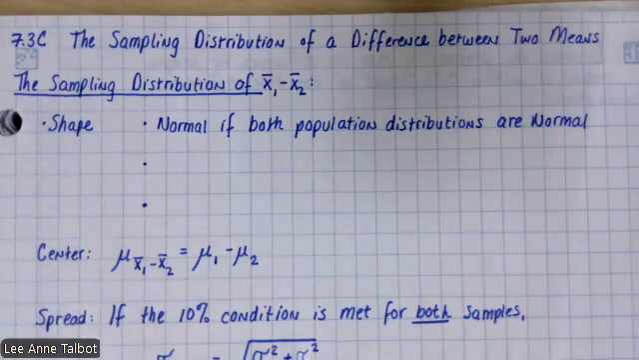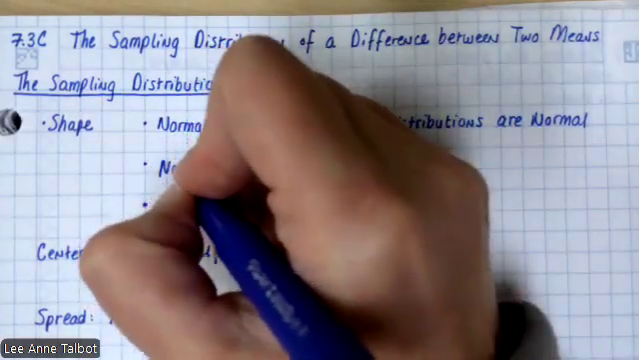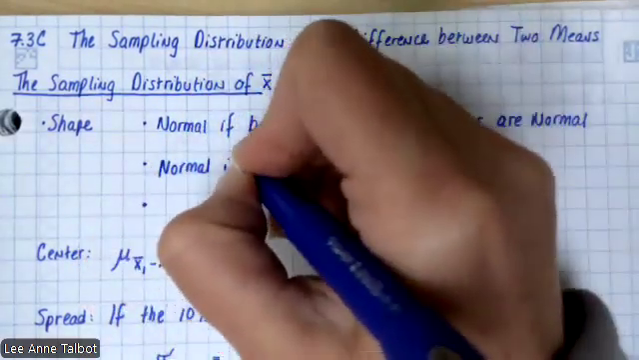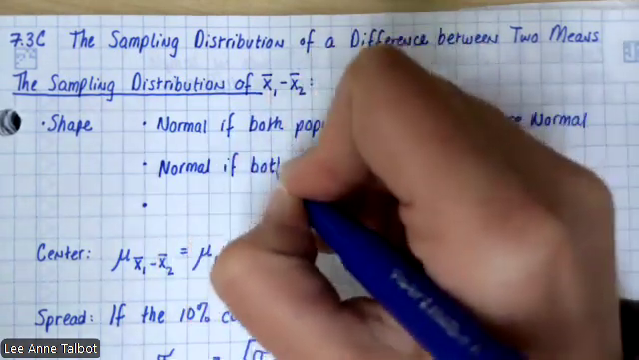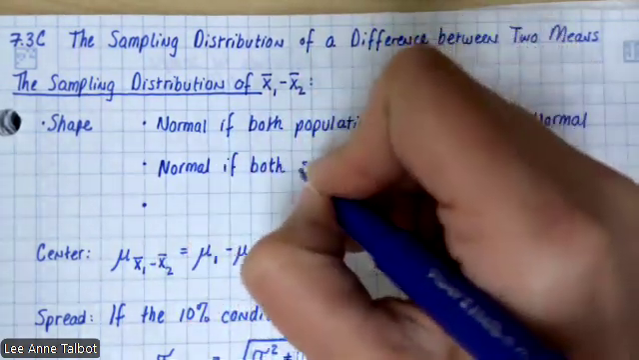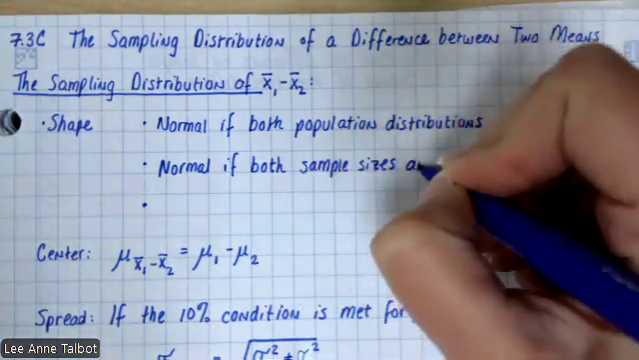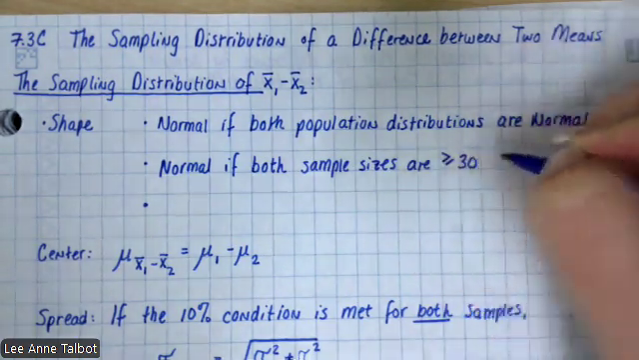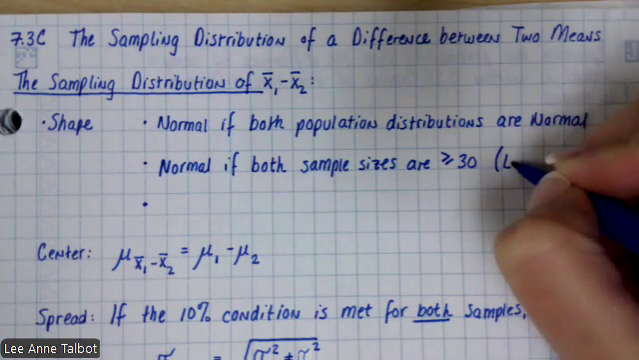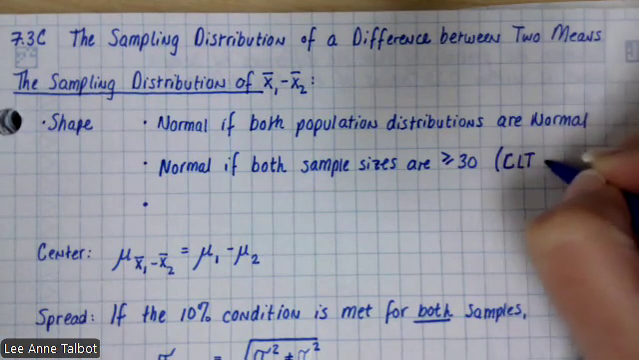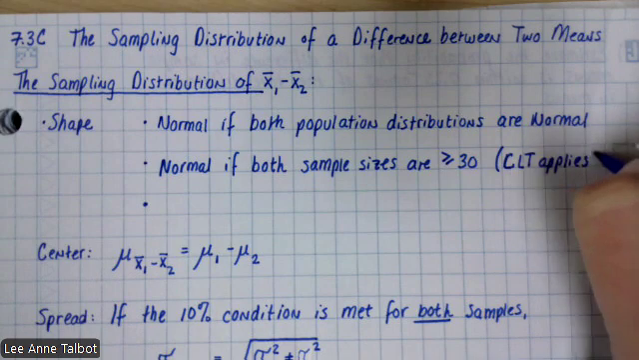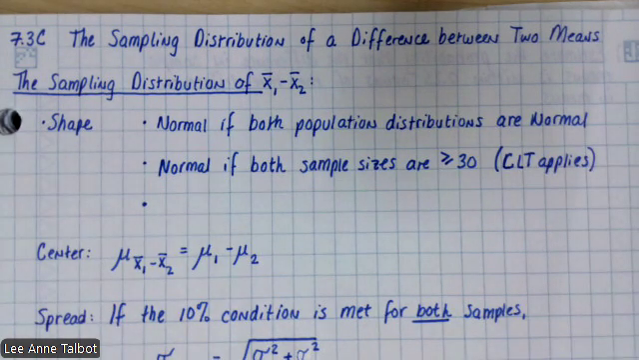Okay, would it make sense to you guys that if it says normal in the problem for both things, then it would be normal? Okay. Normal if both sample sizes are greater than or equal to 30. And what you write is CLT applies, central limit theorem.